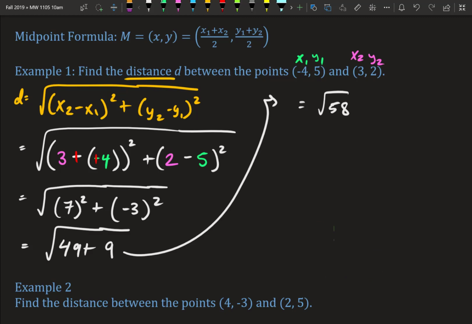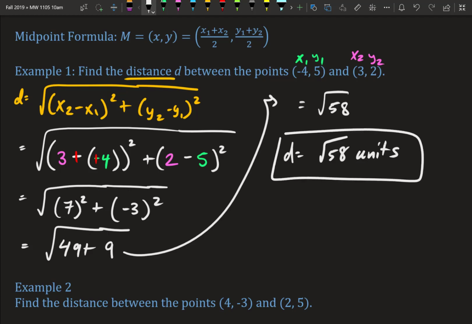And if you need help remembering when we do that in example 2, I do have a video for it. So just let me know or go through my videos on YouTube. So we cannot simplify the square root of 58. So we have the distance equals the square root of 58 units.